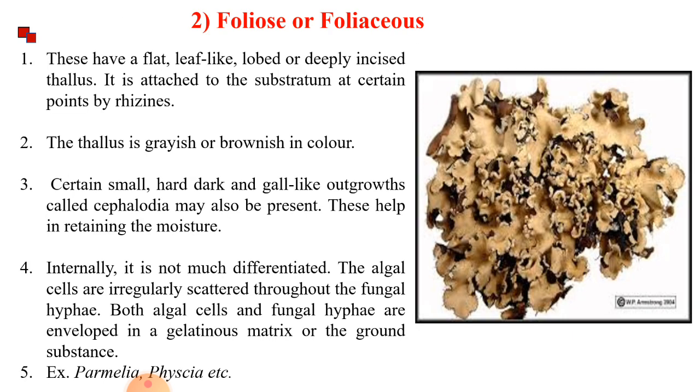Then the second type is foliose or foliaceous. Here foliose means the thallus looks like a leaf. The lower portion is attached to the substratum and the upper portion is somewhat flat, growing above the substratum. On the lower side, rhizoids are present, by which the lichen is attached to the substratum. These are grayish or brownish in color, and certain small spots seen on the upper surface of the thallus are known as apothecia. Example is Parmelia.